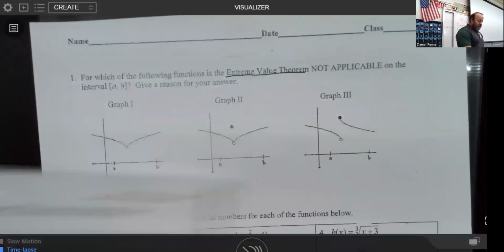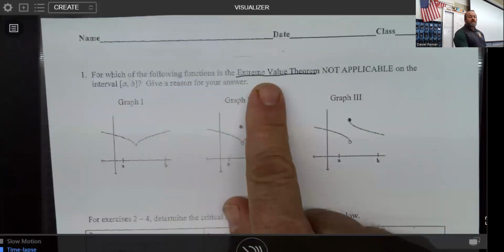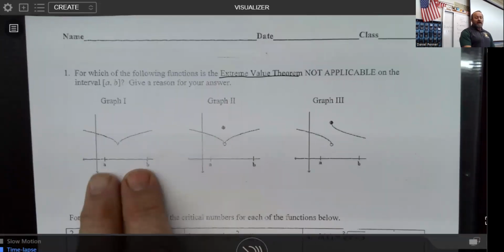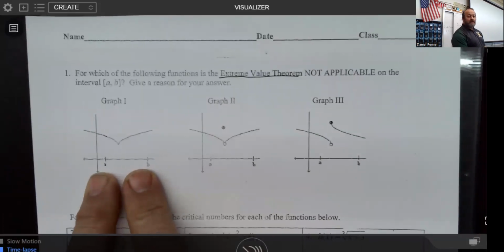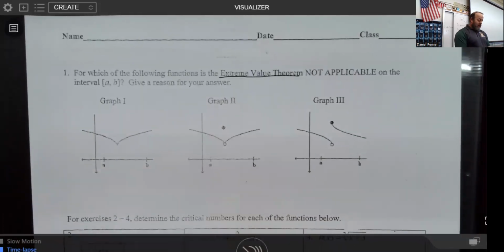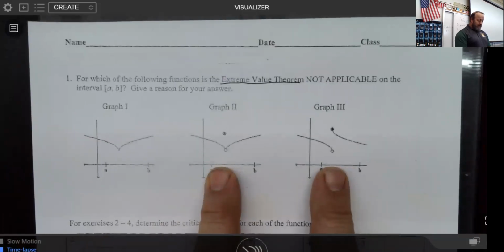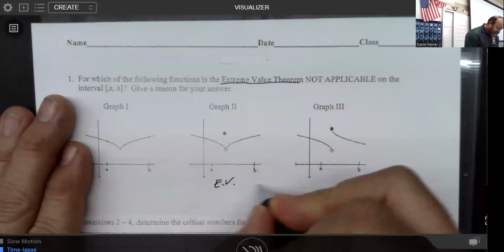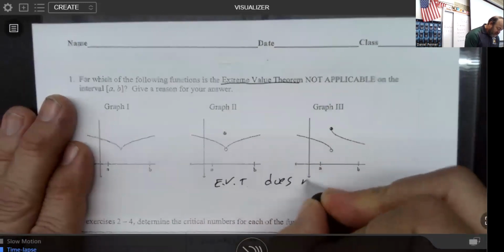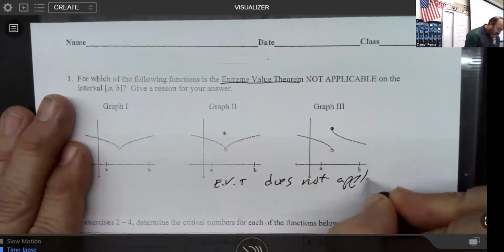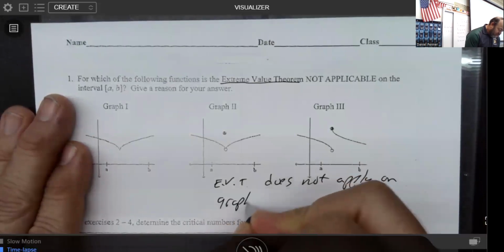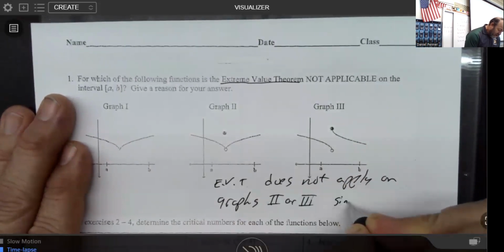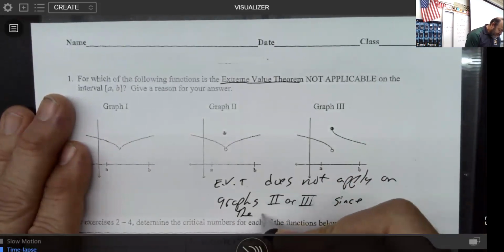So the question says, for which of these functions does the extreme value theorem not apply? So does it apply on this one? Well, is it continuous on a closed interval? And I would say 100% yes, but both of these things have discontinuities. So it is not applicable. EVT does not apply on graphs 1 or 2, graphs 2 or graph 3, since the graphs are discontinuous.